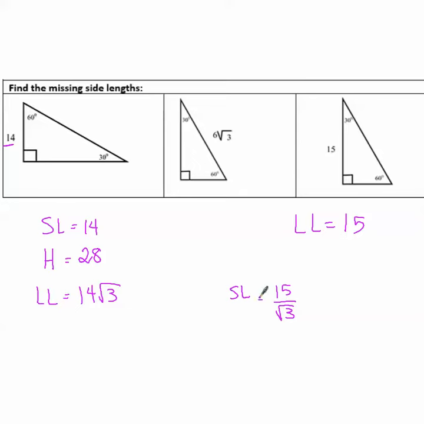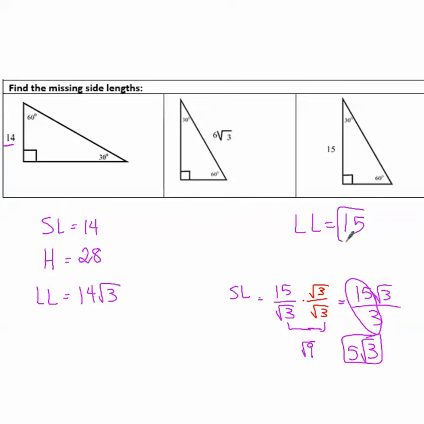Perhaps you recall from the last video or from topic 0, this is called rationalizing the denominator. Whatever the denominator is, if it's a square root, I multiply the numerator and the denominator by that square root. On the numerator, I have 15 square root of 3. On the denominator, I have square root of 3 times square root of 3, which is square root of 9, which is 3. My last step, I always want to reduce: 15 divided by 3 is 5. So 5 square root of 3 is my short leg.